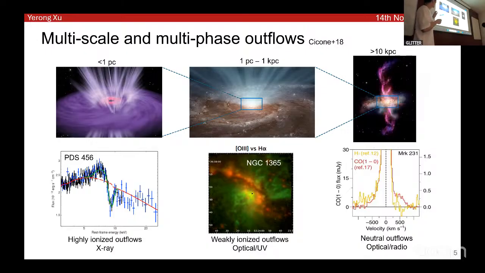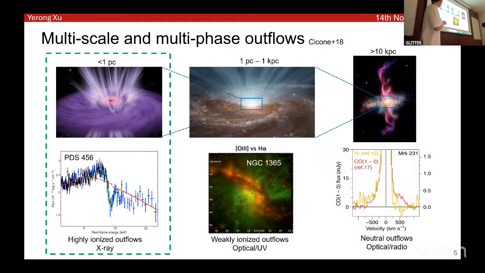And the best way to explore the outflows on these different scales is to use X-ray observations to study the innermost outflows, and then use optical or UV data for the galaxy-scale outflows. At larger scales, we can use optical or radio data to study them, because when the materials get out, they become less ionized. But today I will focus on the X-ray band to study the highly ionized outflows in AGN.